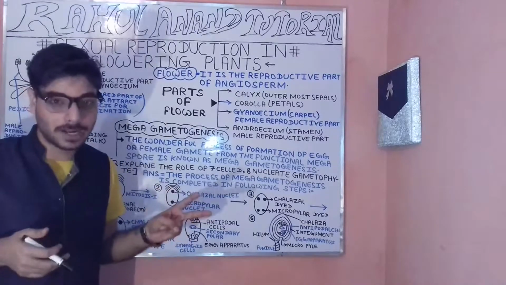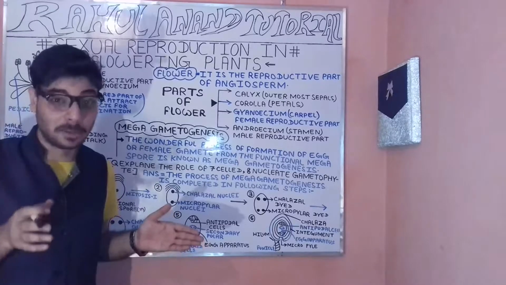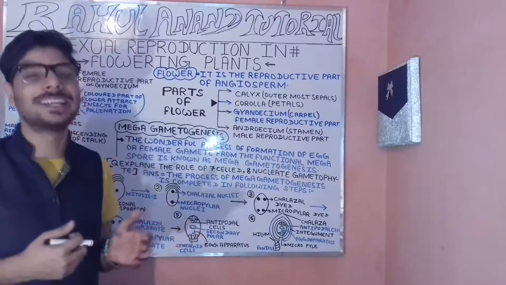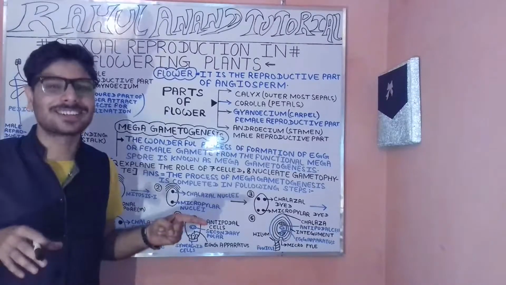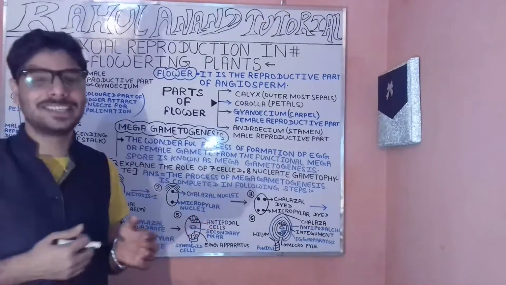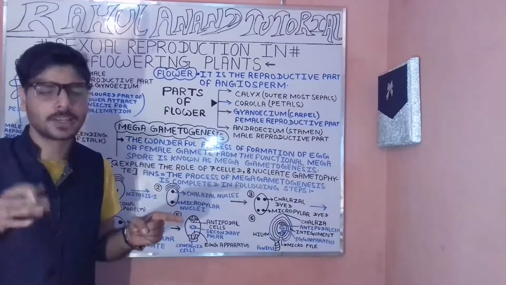But when we compare this with meiosis, which is generally found in the gametophytic stage, it is often known as the reductional division. Why is it so? This is because in this case the chromosome number is reduced by half.